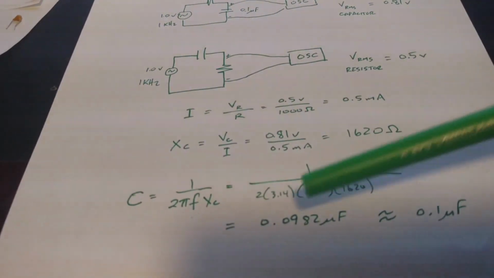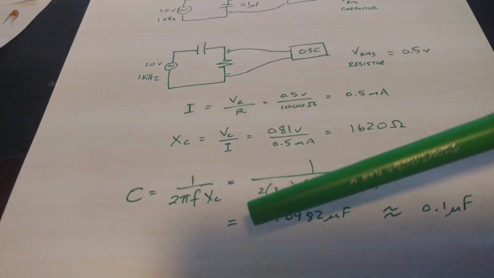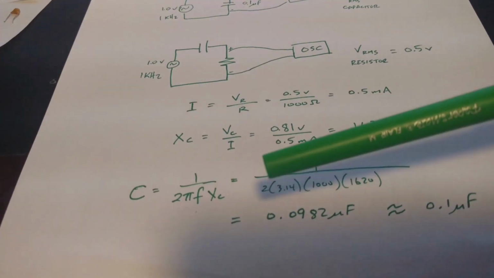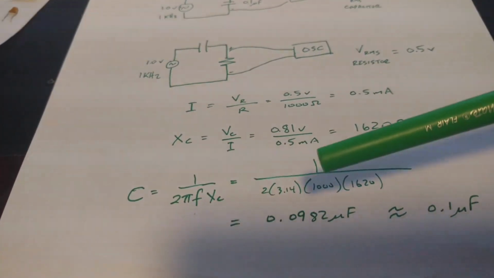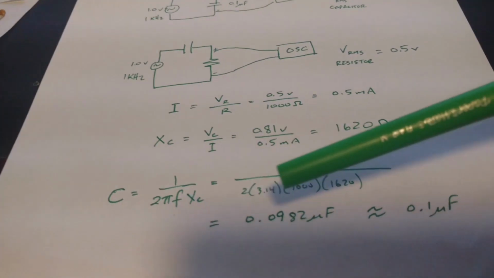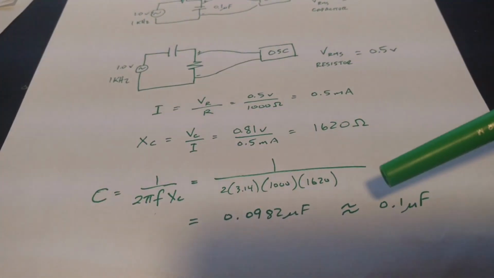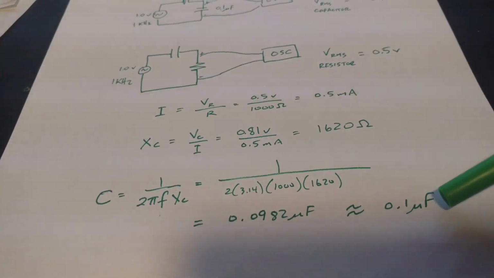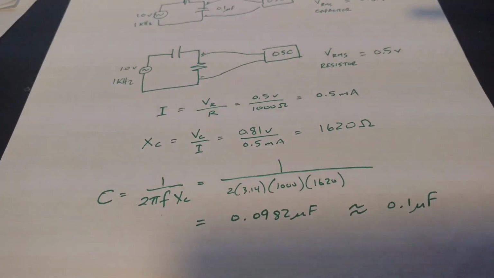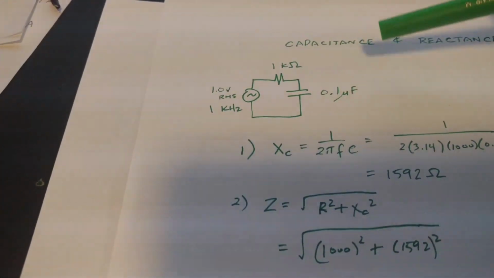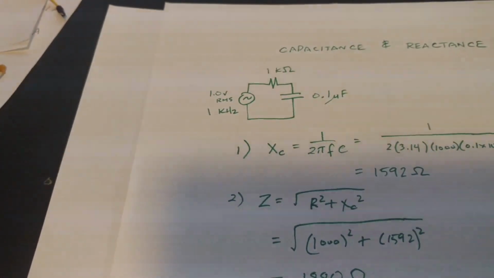Using this number, now we can use this formula: capacitance equals 1 over 2 pi F XC. Make the substitutions and we get 0.0982 microfarads, which is roughly 0.1 microfarads. And that's what we started off with at the beginning of our calculations.